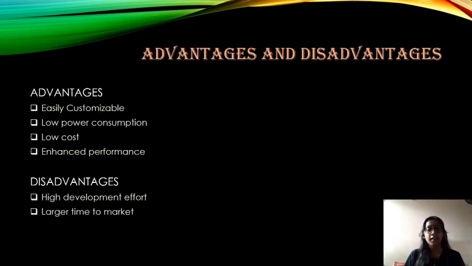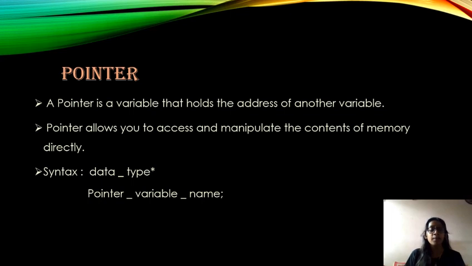Advantages and disadvantages of embedded systems. Coming to the advantages of an embedded system: it is easily customizable, with low power consumption, low cost, and enhanced performance. Disadvantages are high development effort and longer time to market. Coming to pointers, a pointer is a variable that holds the address of another variable. Pointers allow you to access and manipulate the contents of memory directly.